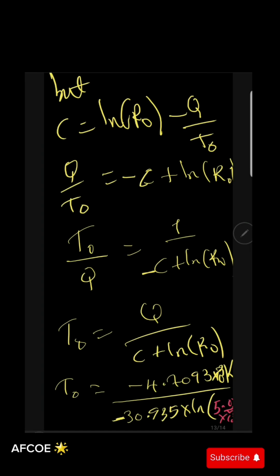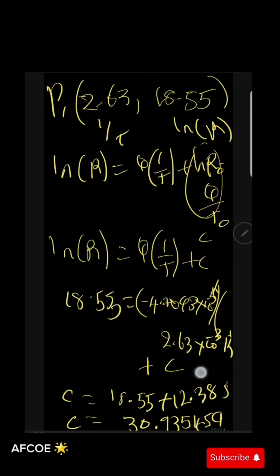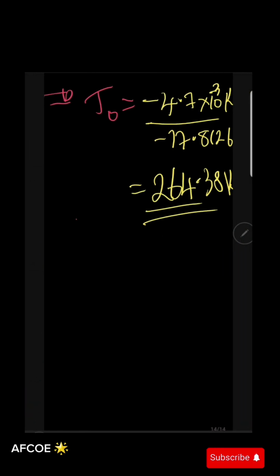Now, so this is what I've just done. So c equals ln r naught minus q on t naught, and I make t naught the subject. I take this term this way, and then I take this other one the other way. This one becomes negative, this one becomes positive. Then t naught over q will be 1 on this side. So t naught will be simply q on all of this side. There's a negative here. Now this c is what we calculated here to be 30 point something, but the negative of it, I will simplify all of this. We got negative 4.7 times 10 to the 3 Kelvin for q, dividing by negative this, and we got positive 264.38 Kelvin. So this is what we got.